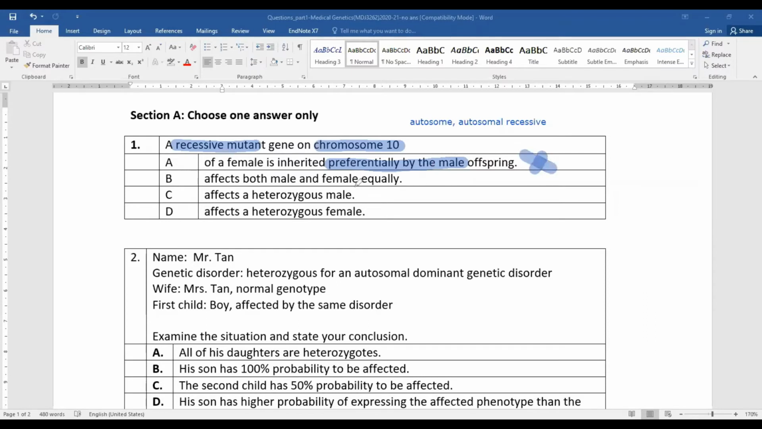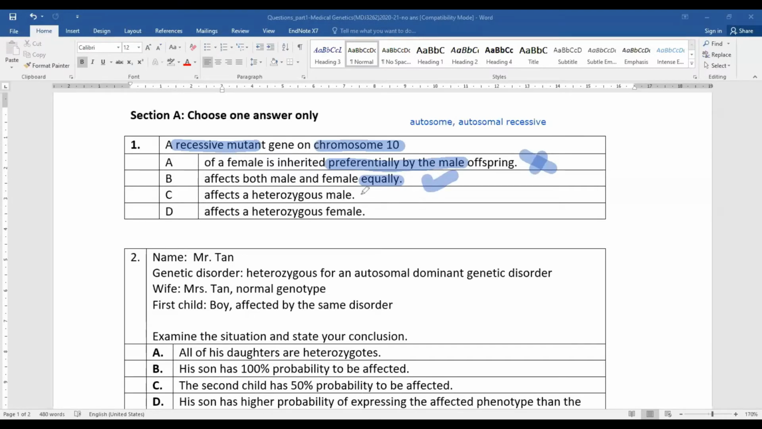All right. Then it says affects both male and female equally. See, if it's autosomal recessive, both male and female offspring will be affected equally. They have equal chance to inherit the mutant allele. They also will be affected equally, no preference. So this one most likely is true, okay?